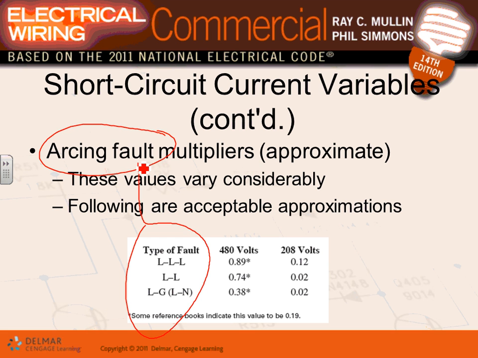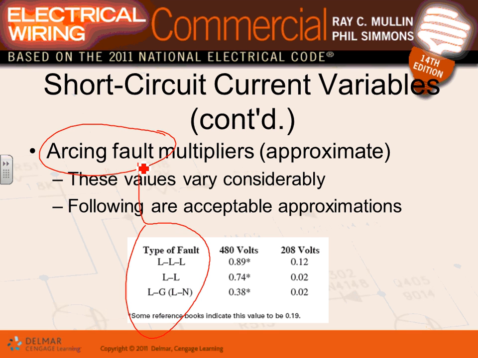The difference between a bolted fault and an arc fault is as simple as this. Take phase A and phase B, guys. Tie them together with a bolt. Bolt phase A and phase B together. Flip the switch. That's a bolted fault. Now, an arc fault is if you don't bolt them together, just make them touch each other.